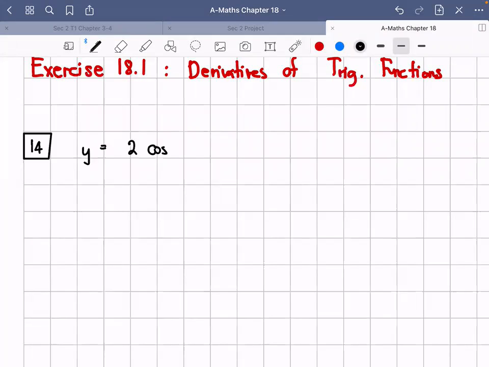We're given y is equal to 2 cosine of x plus 3 sine of x. Okay, so determine the stationary point. You need to get the derivative of the function here.